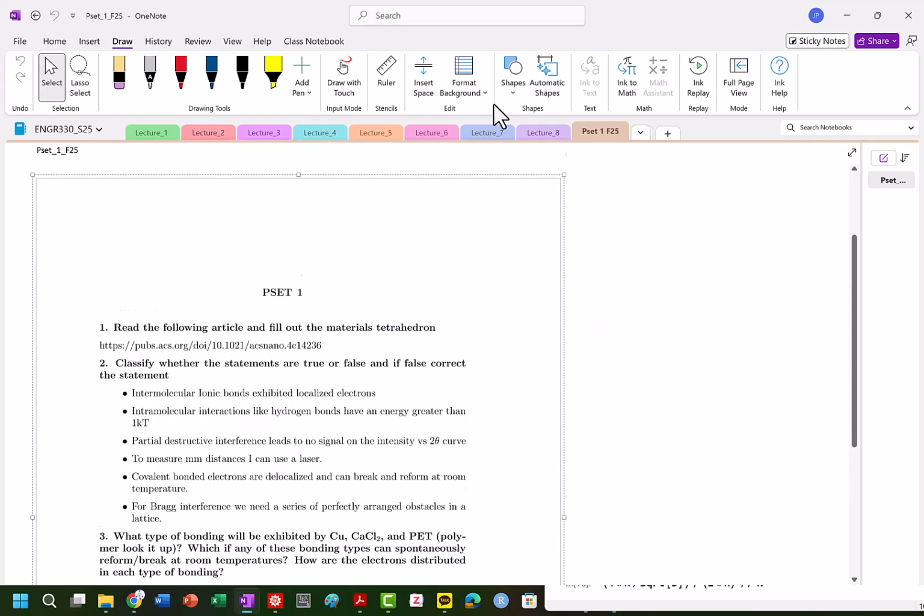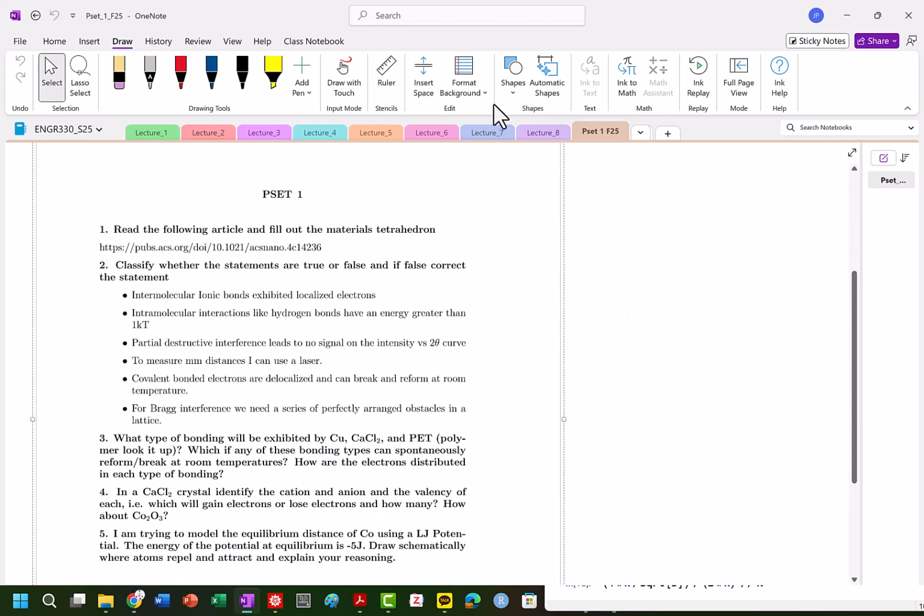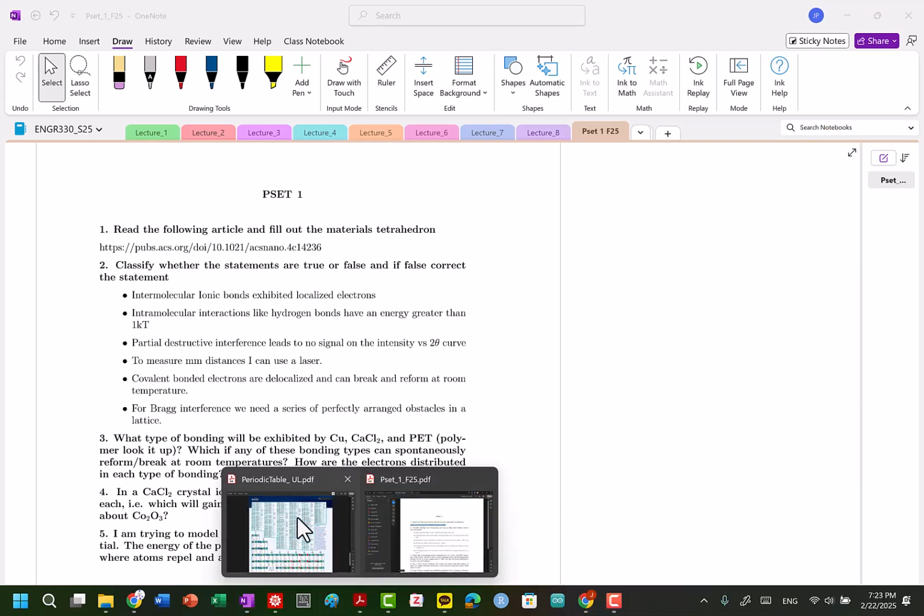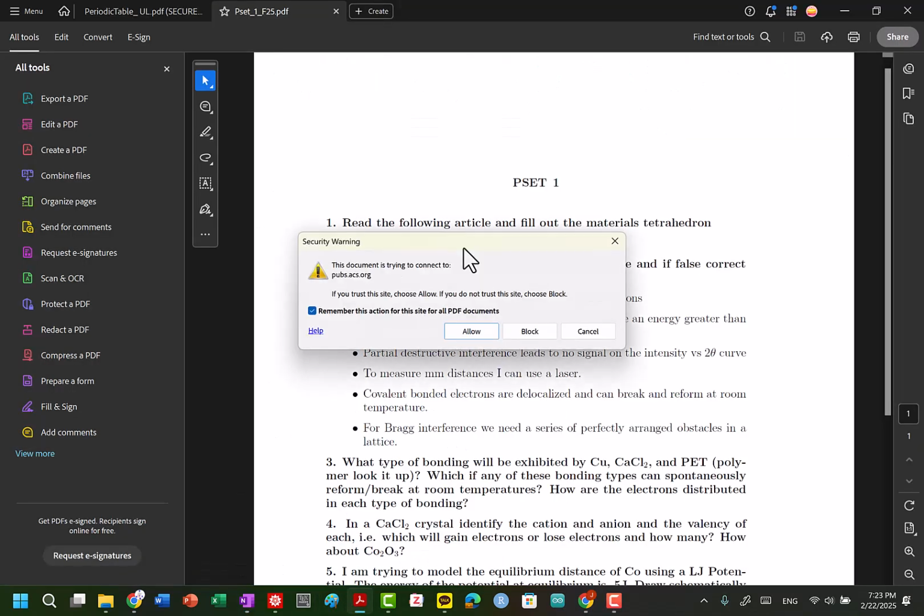All right, so let's go ahead and we are back and let's go through our problem set 1 solutions. So first thing, let's look at this article and let's fill out our materials tetrahedron.